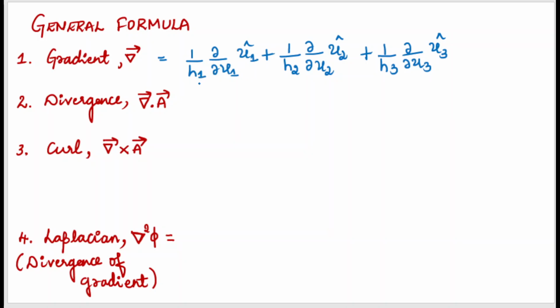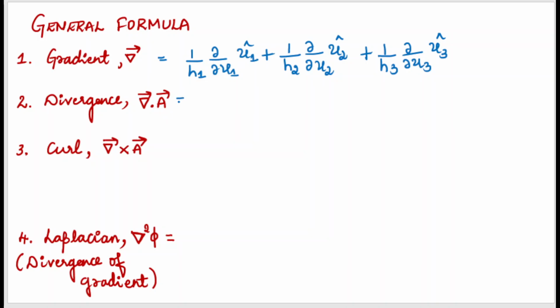So let us apply it for the rectangular or Cartesian coordinates. Instead of h1 it is 1, instead of h2 it is 1, instead of h3 it is 1. Now instead of u1 it is x, so u1 cap is x cap. So dou divided by dou x into x cap plus dou divided by dou y into y cap plus dou divided by dou z into z cap. The same way you can substitute for the spherical and cylindrical coordinates.